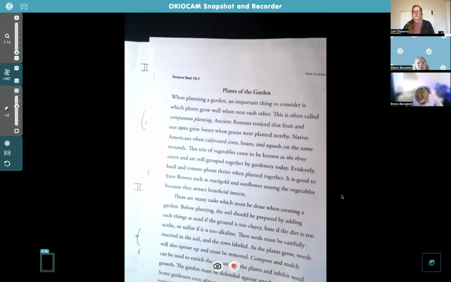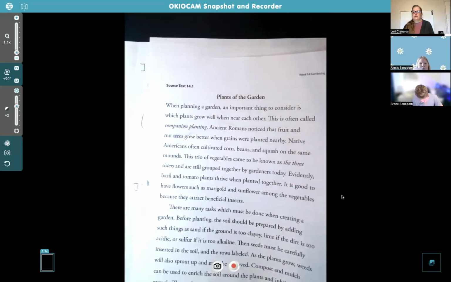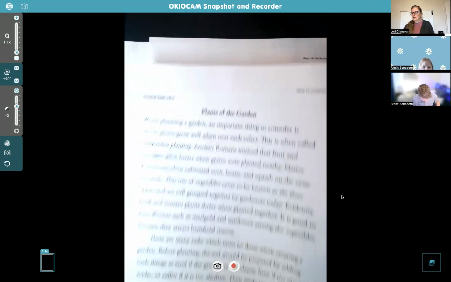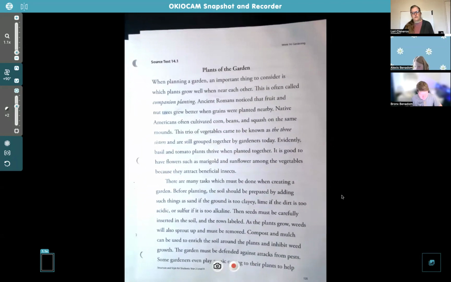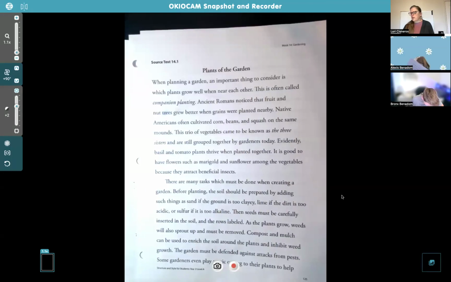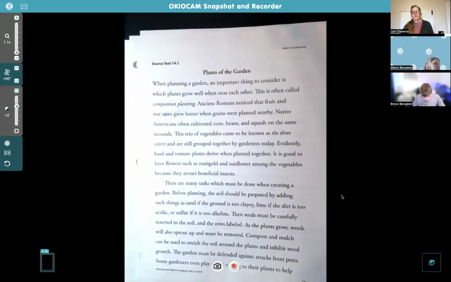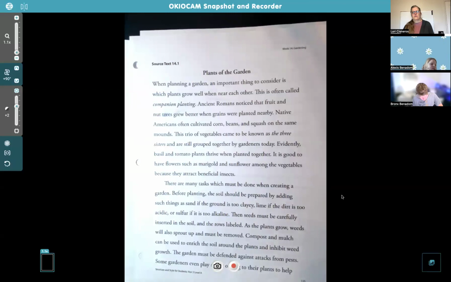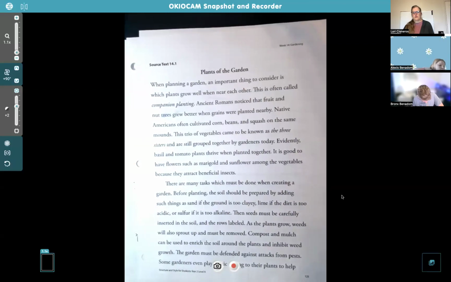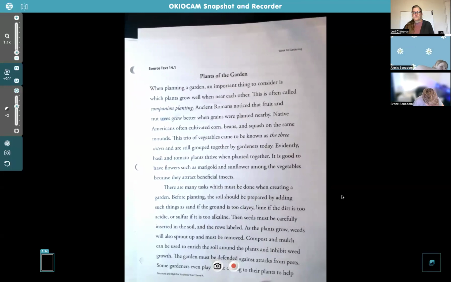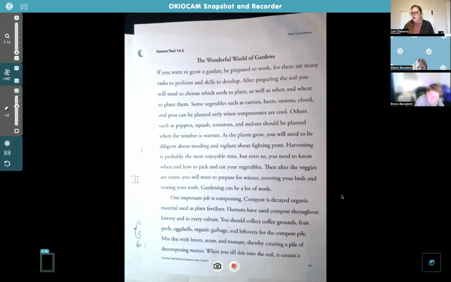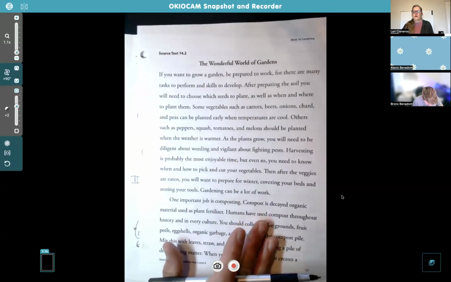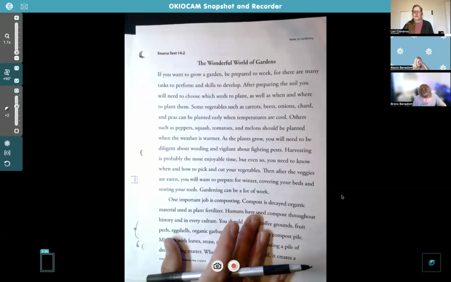Plants of the Garden. Got that? What's the name of the one for A again? This one is page 125. It's called Plants of the Garden. Where's that thing? Oh, here it is. And then Bronx, you're going to look at this one. You're looking at a different article. This one's called The Wonderful World of Gardens. Do you have that one too?